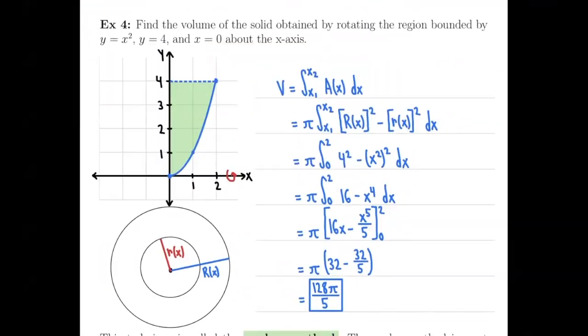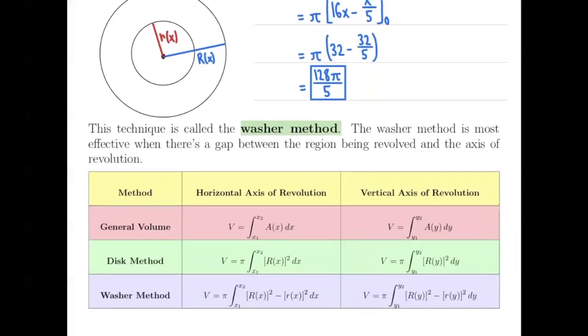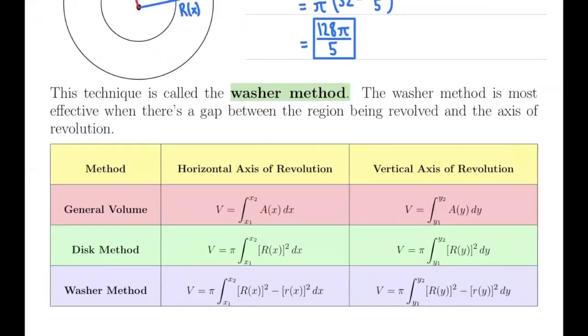All right. And here's a table summarizing everything I just talked about. So in general, if you want to find volume, you take the integral of the cross-sectional area. If you have a horizontal axis of revolution, everything's in terms of x. And if you have a vertical axis of revolution, everything is in terms of y.